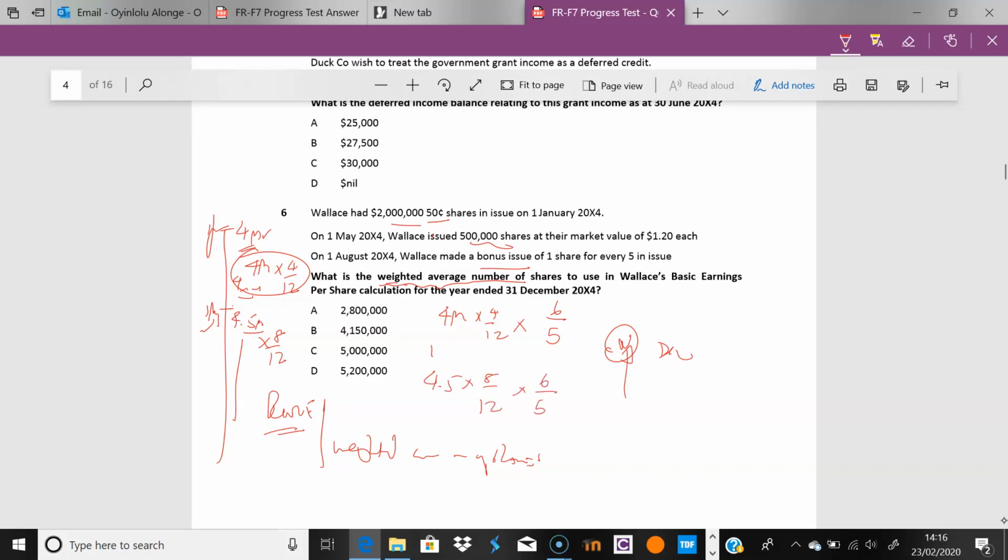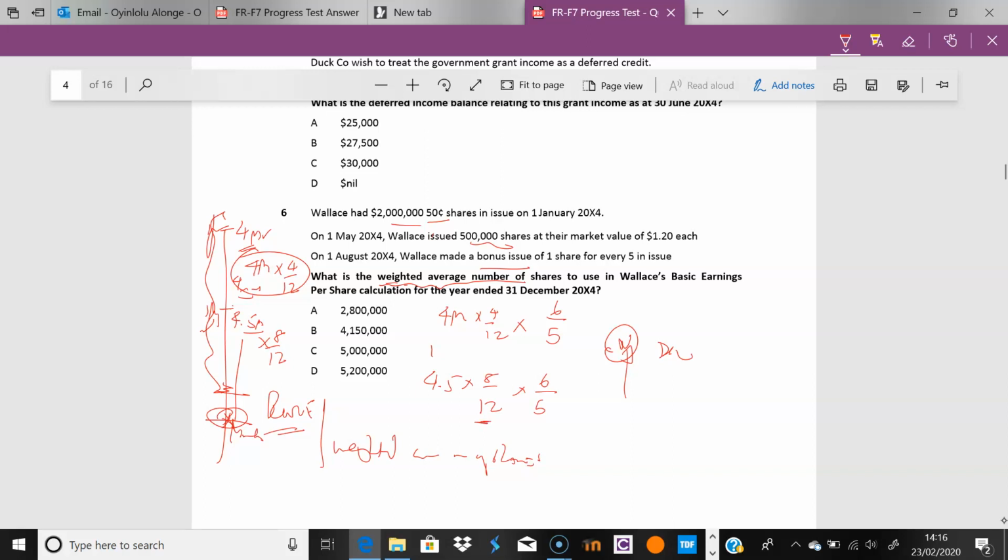Now, if there had been another market issue or rights issue after the bonus issue, I would stop there, because the bonus issue would only affect the things that came before. That's the important thing. Because there is nothing after the bonus issue, I can apply it for the whole of the year. It can be 8 out of 12 months.